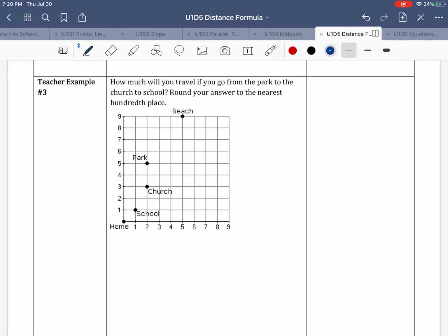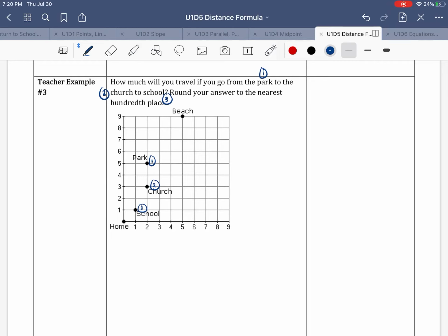All right, now let's move on to teacher example number 3. So how much will you travel if you go from the park to the church to the school? Round your answer to the nearest hundredth. So we're going from the park to the church to school. So here's our park. This is our first location. The church is our second location, and the school is our third location.